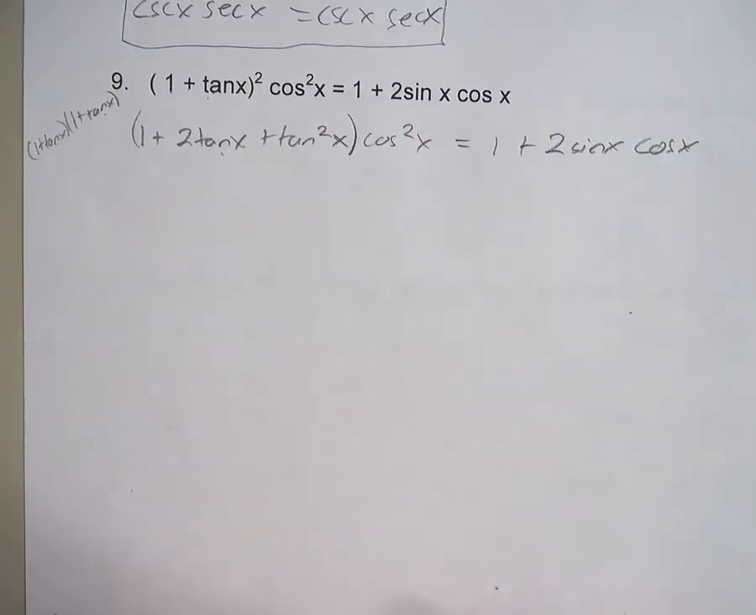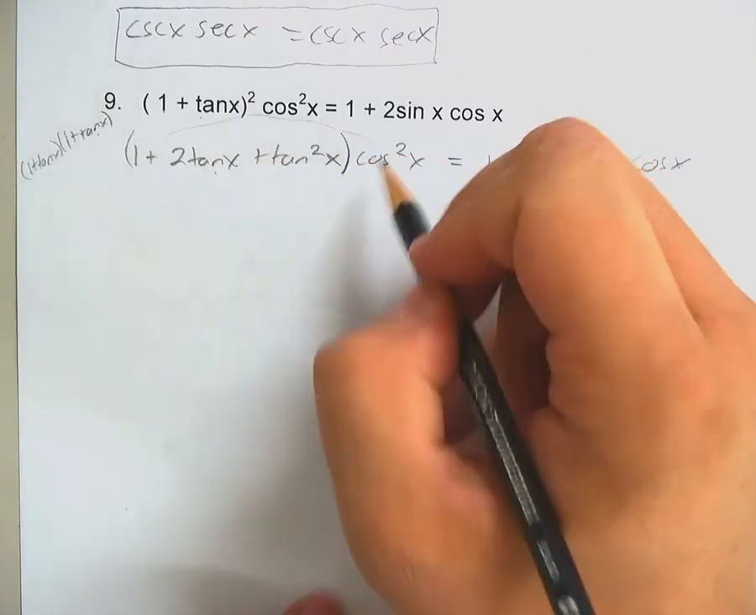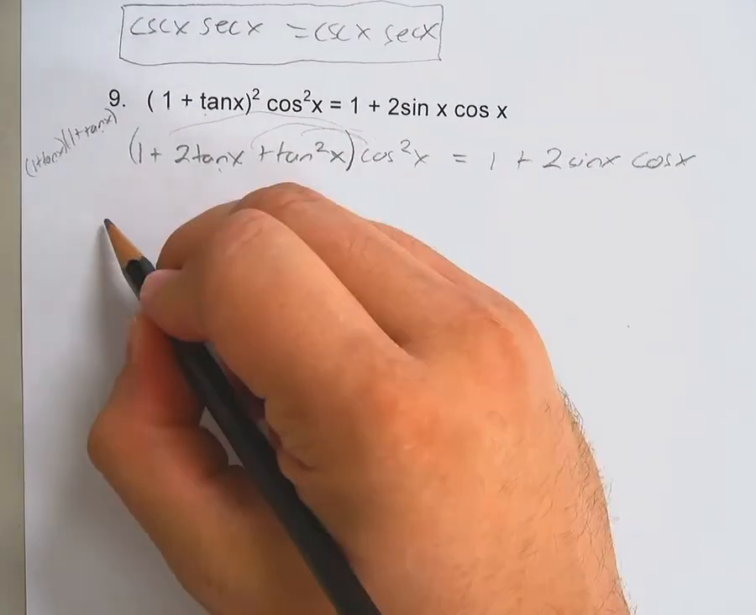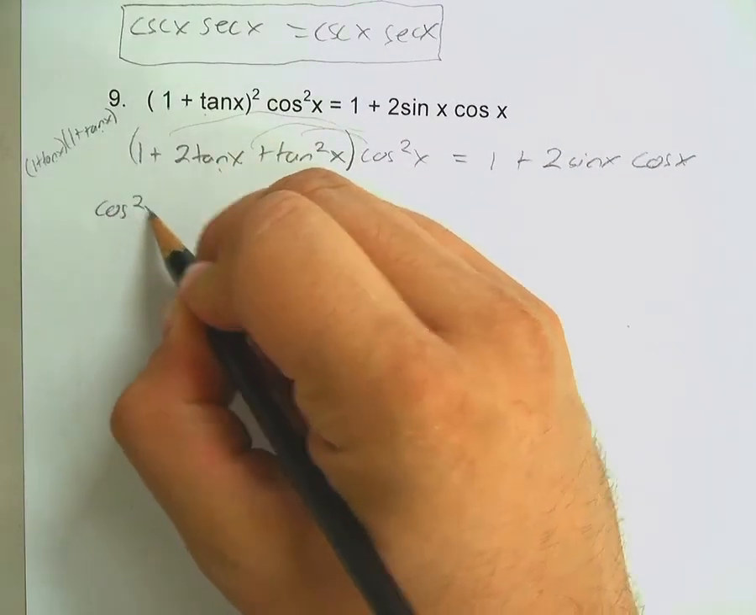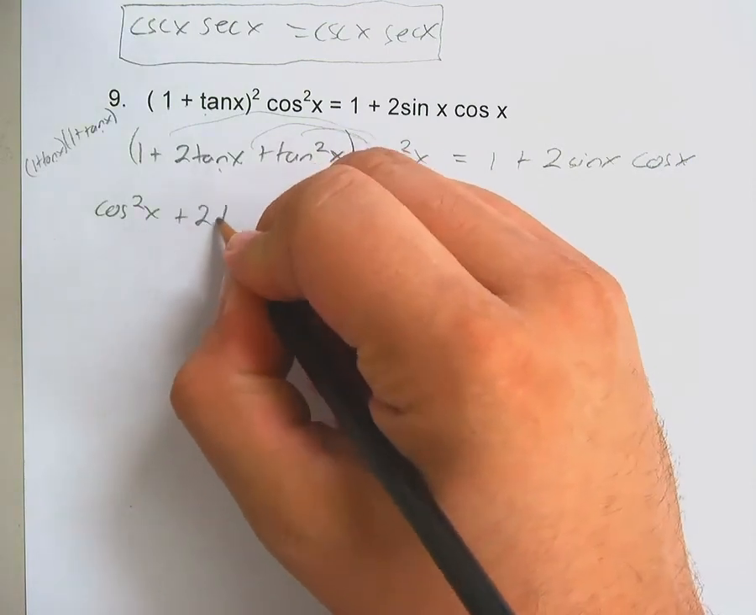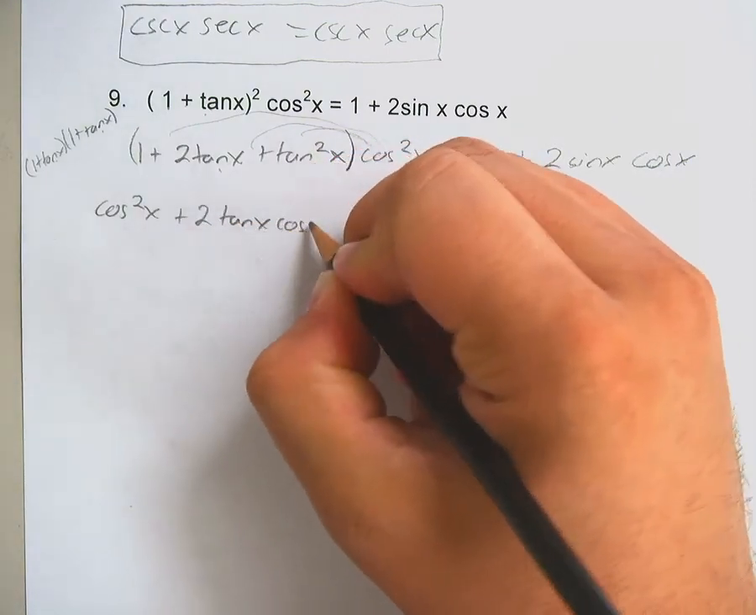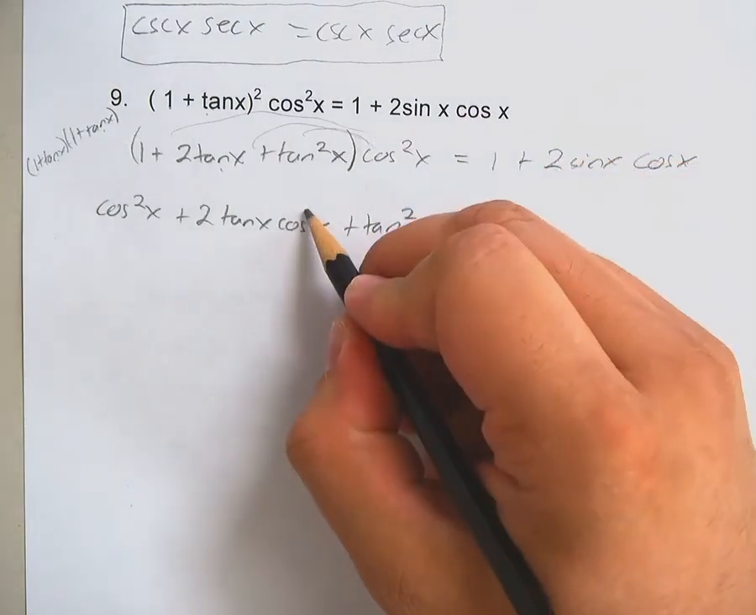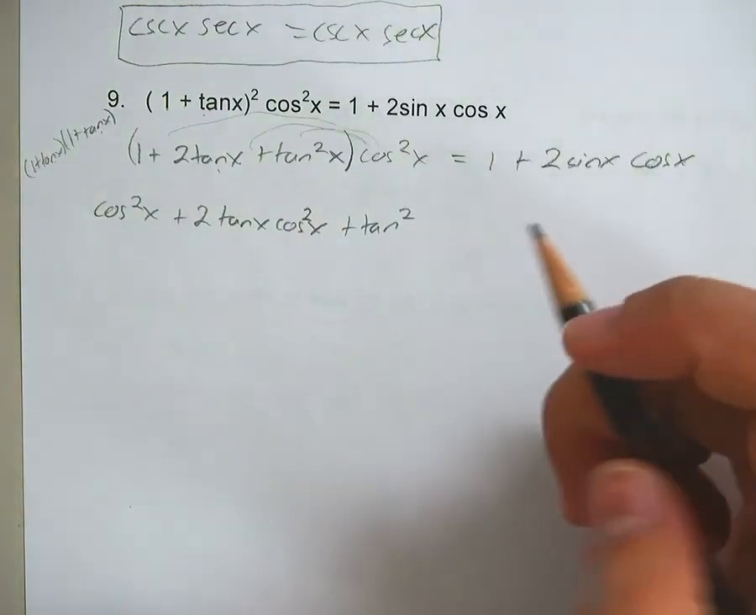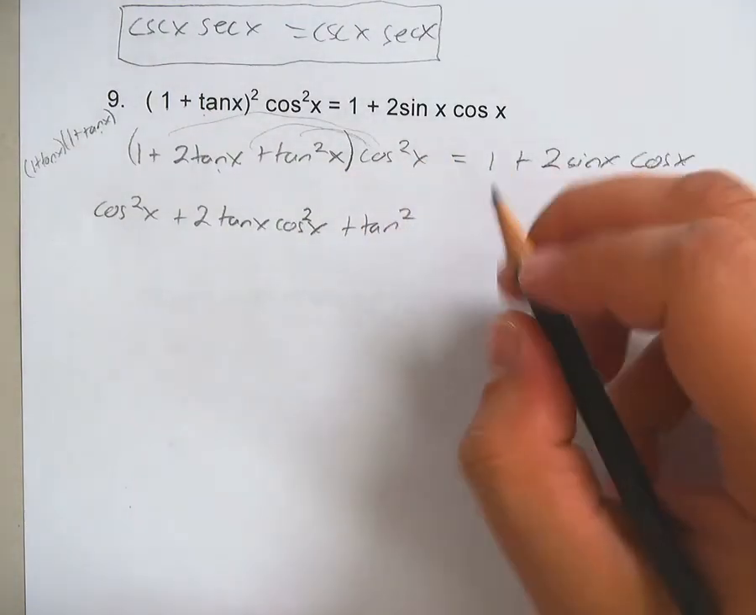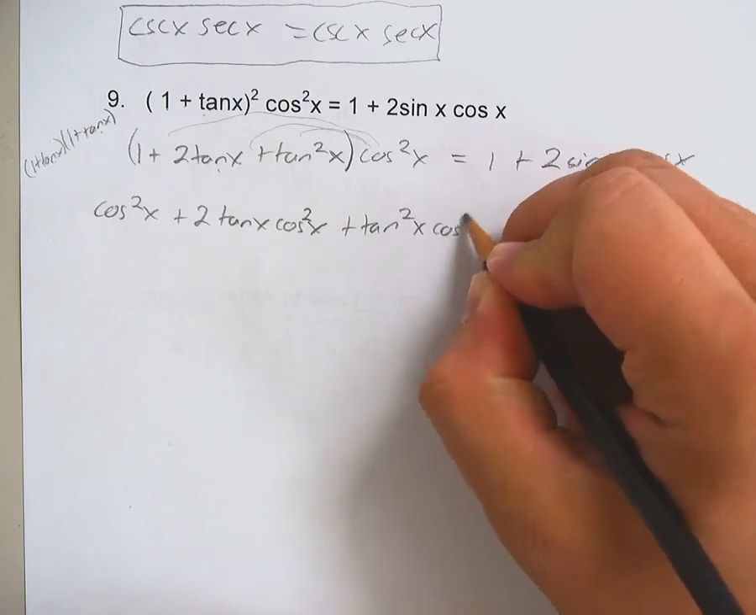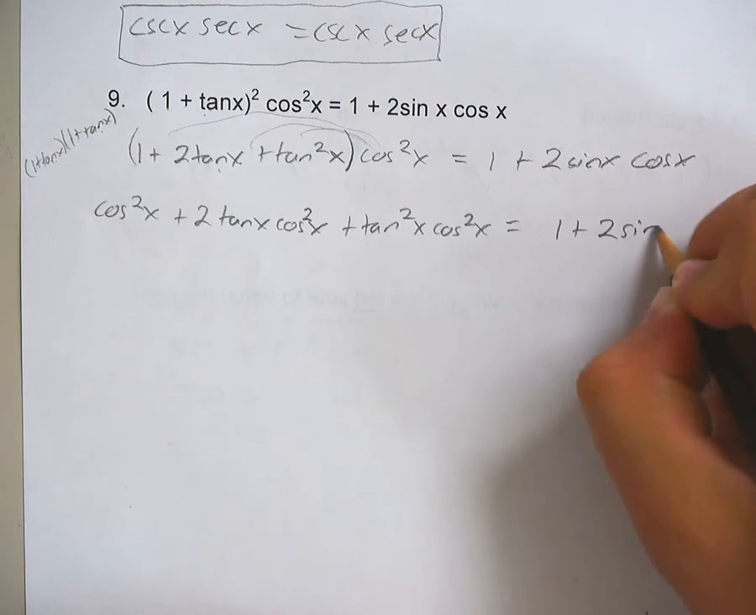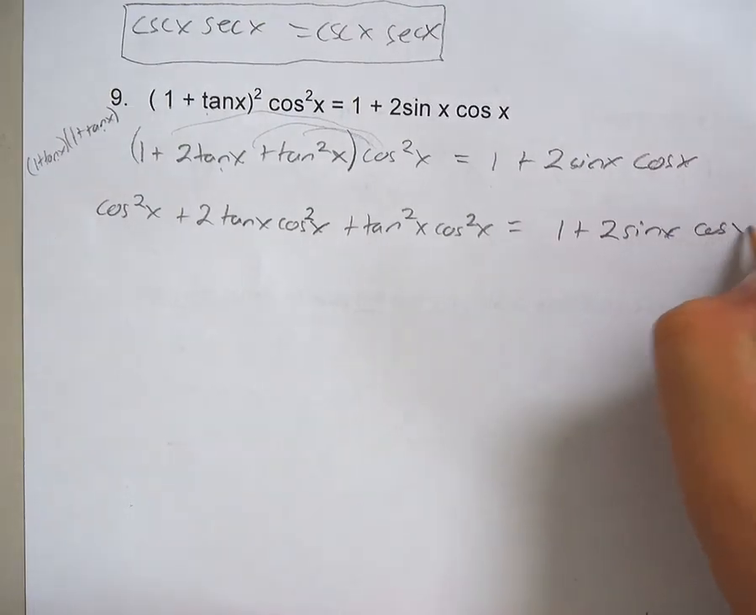Okay? Now, let's multiply this cosine through. So this will be cosine squared x plus 2 tan x cos x plus tan squared. Oh, wait, cosine squared. Missed that cosine, didn't I? Plus tan squared x cos squared x equals 1 plus 2 sine x cosine x.